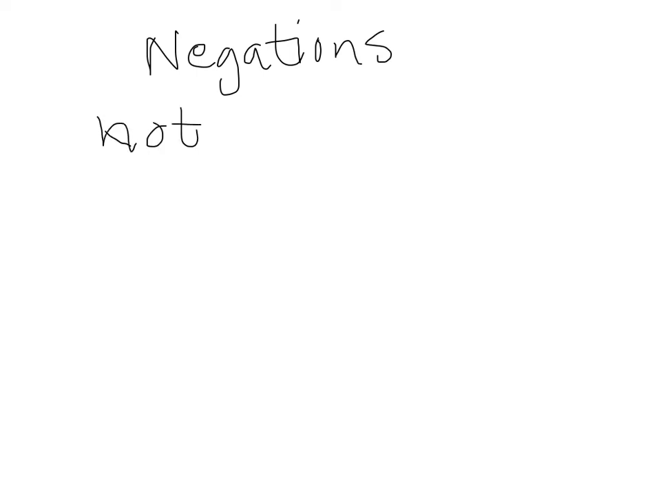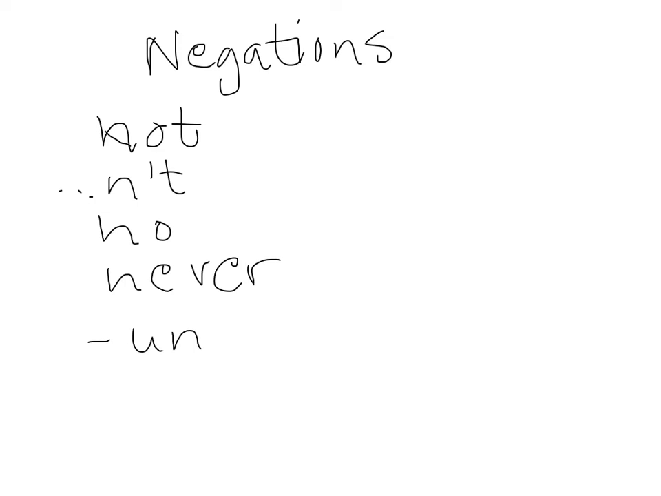And now we're going to talk about negations, and we've already talked about the negations a bit in the first lesson we had. And negations are something that negate the meaning of a sentence. And to negate the meaning of a sentence, you can use the words not, or the contracted form n't at the end of a verb, or no, or never, or you can use the prefix un, like in unhappy.